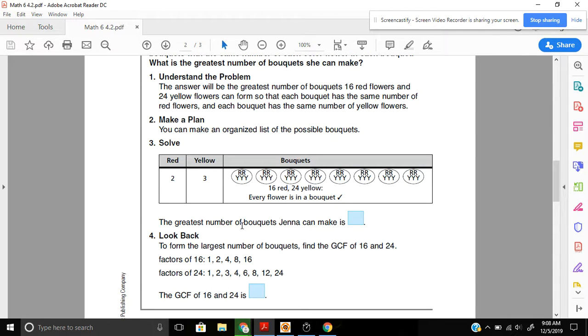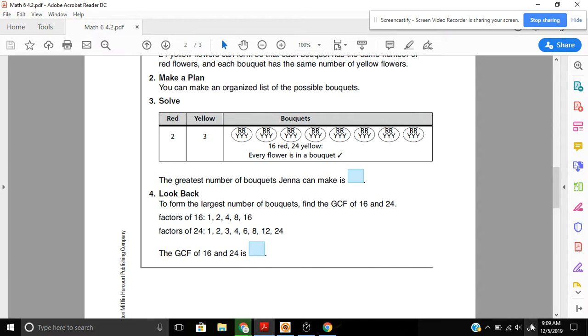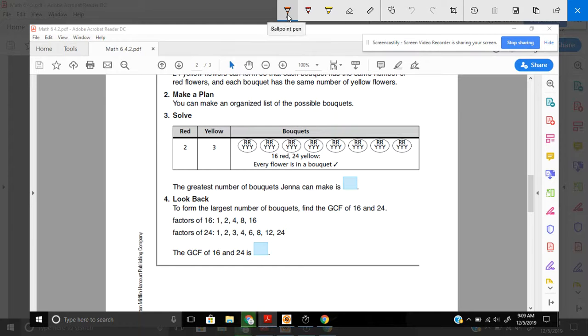So the greatest number of bouquets that Jenna can make for this specific problem would be 8. There are 8 bouquets here: 1, 2, 3, 4, 5, 6, 7, 8. This method of doing it is just a good way to help you visualize it. But realize what the problem is doing here is just finding the greatest common factor of our two numbers, 16 red and 24 yellow.